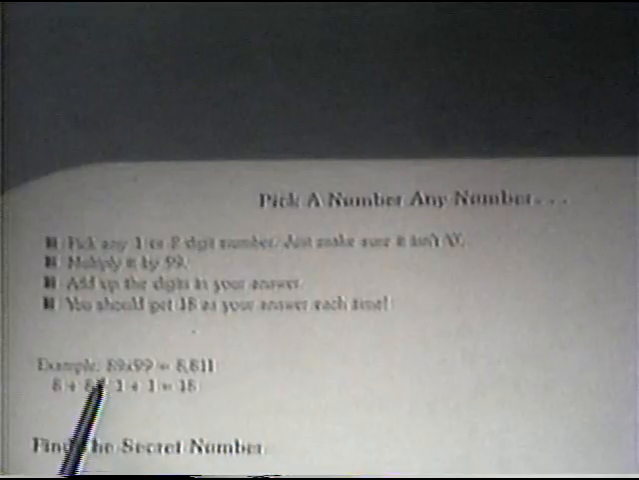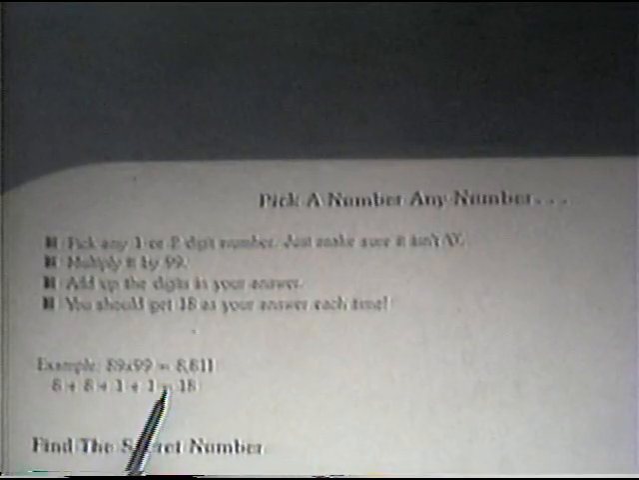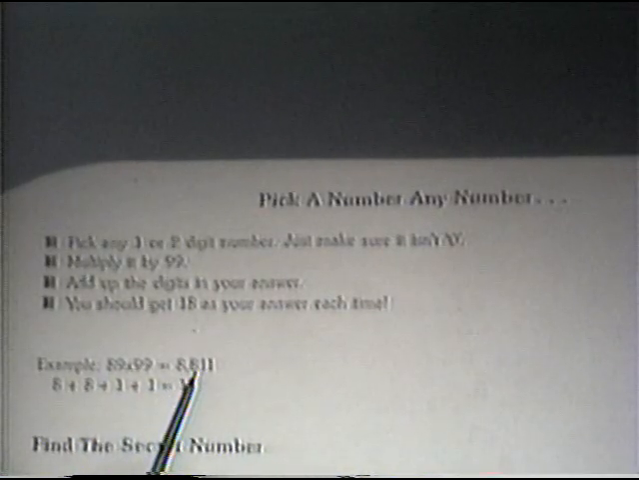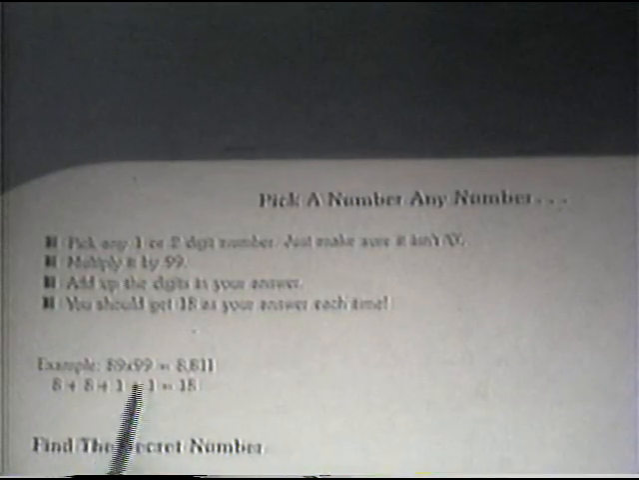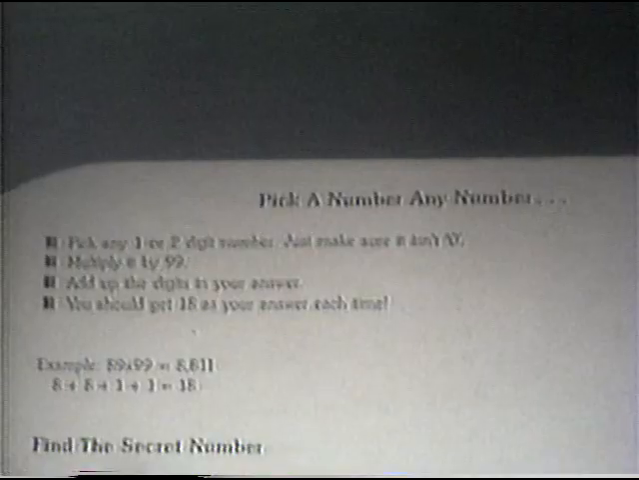Example, I told you to pick a number, any number. 89 times 99 is 8,811. Let's go back. 8, 8, 1, 1 is 18. You pick any number, multiply it by 99, and it will add up to 18.